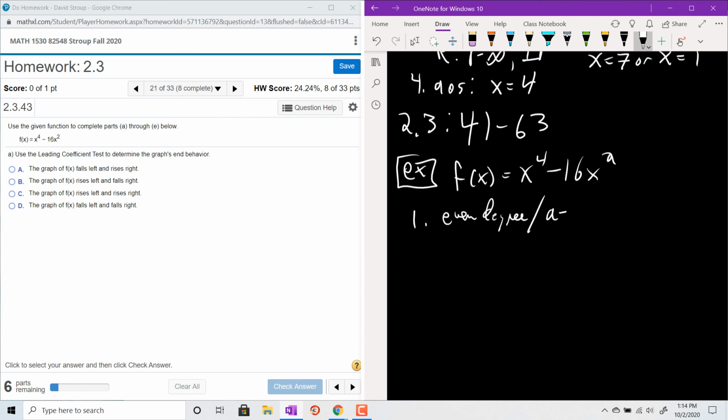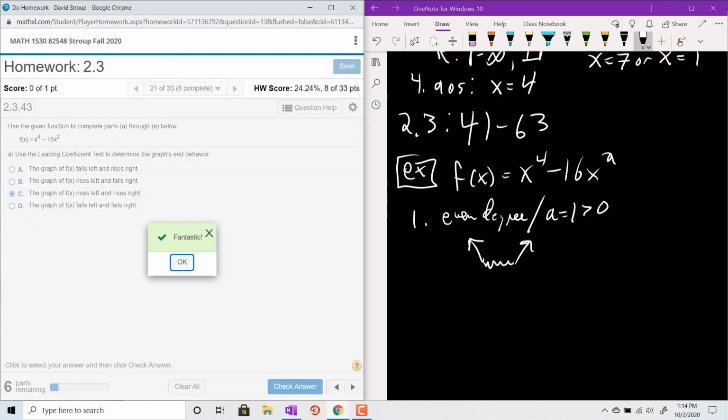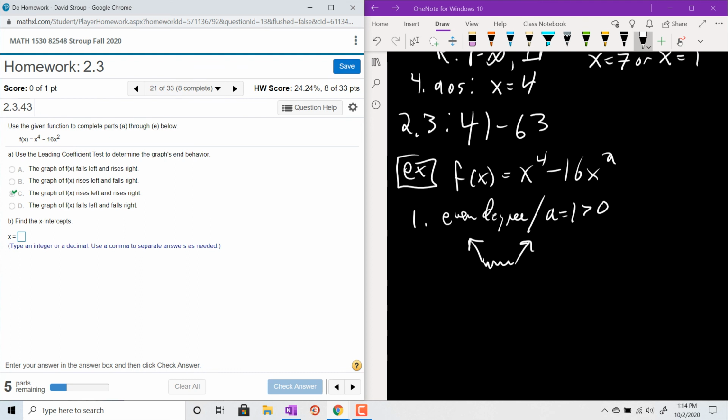And the leading coefficient a is 1, which is greater than 0, so it's going to have this kind of crazy behavior. Okay, and of course that's the first question they're asking anyway. So it rises left and rises right. So let's see what else I need to find.